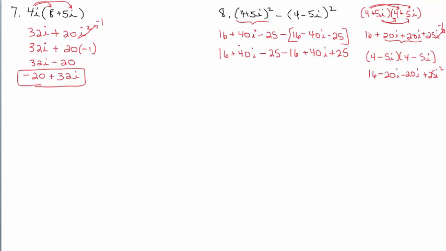All right, maybe we can cancel some things and we won't have to do the computations. Well, 16 and subtract 16 cancel. Minus 25 and plus 25 will cancel, so we're left to collect two 40i's, which make us have 80i.